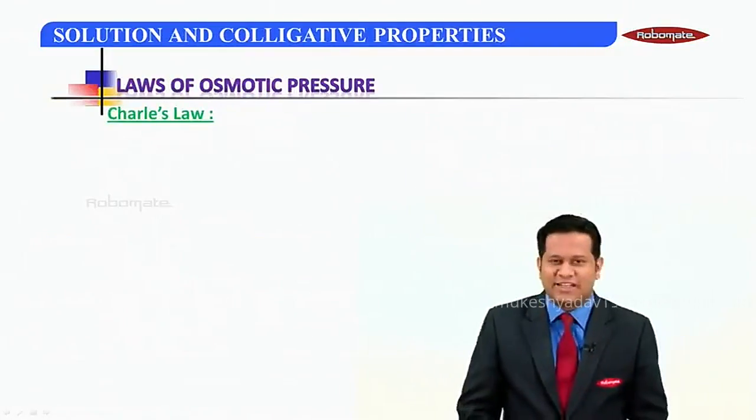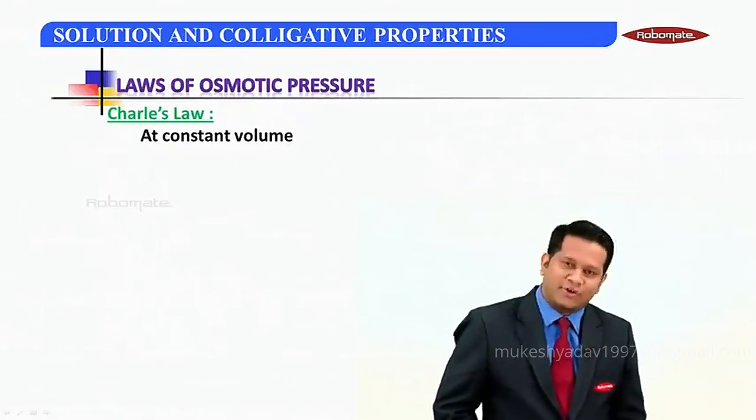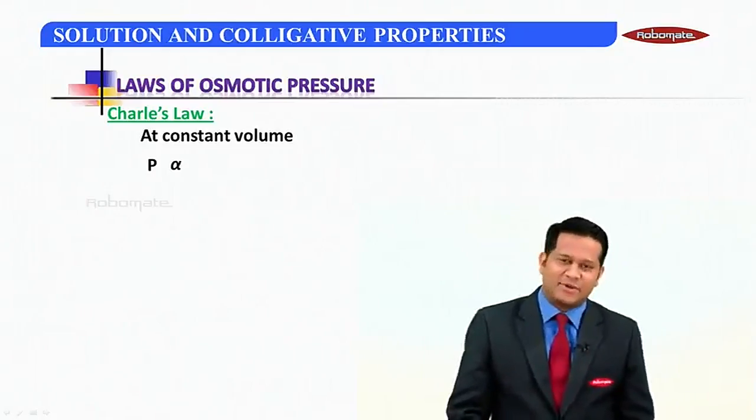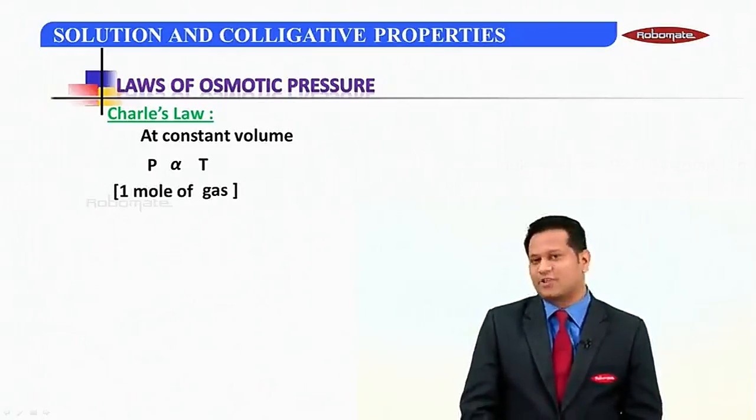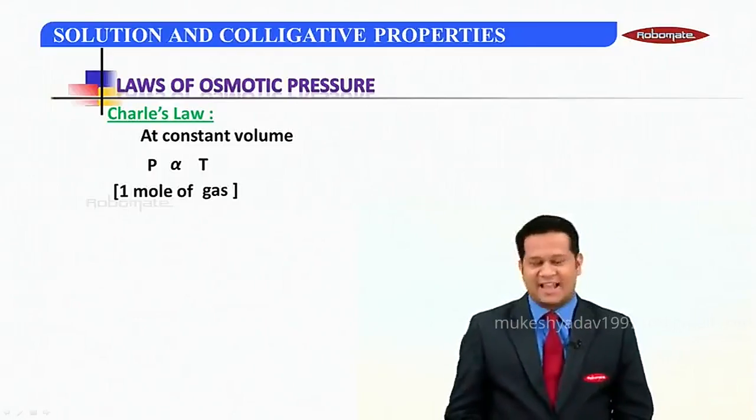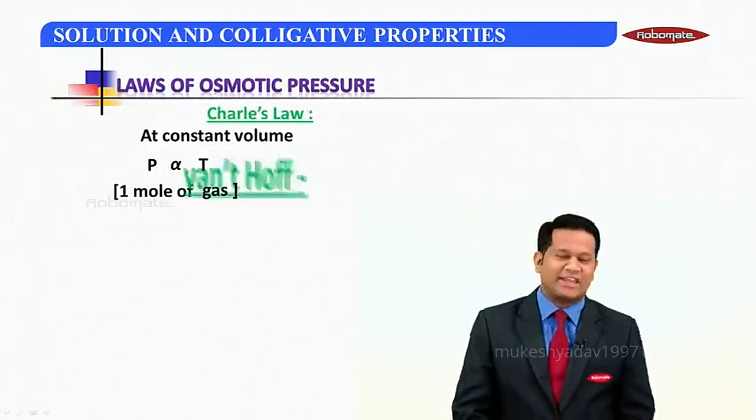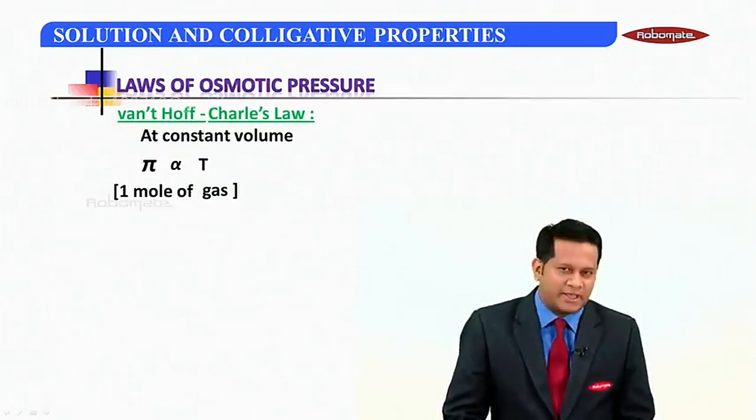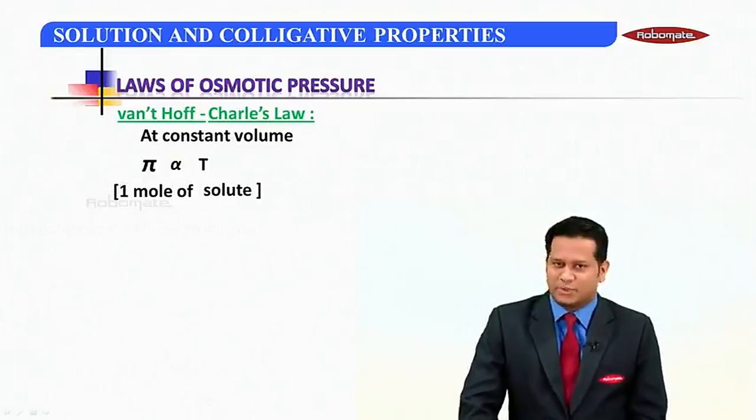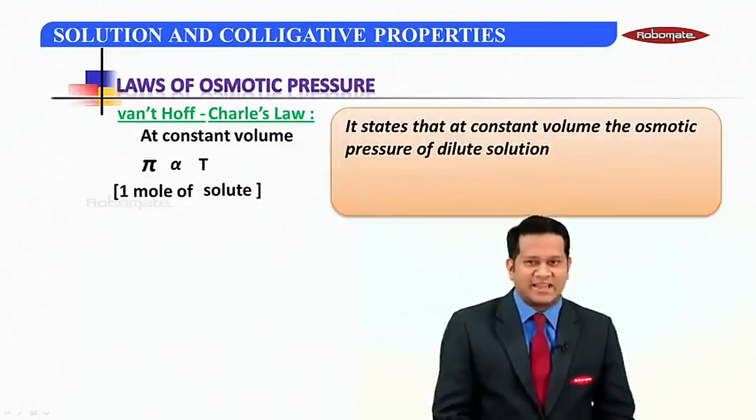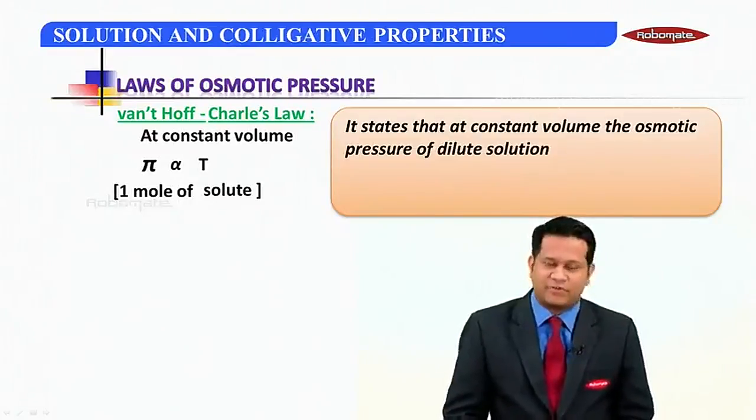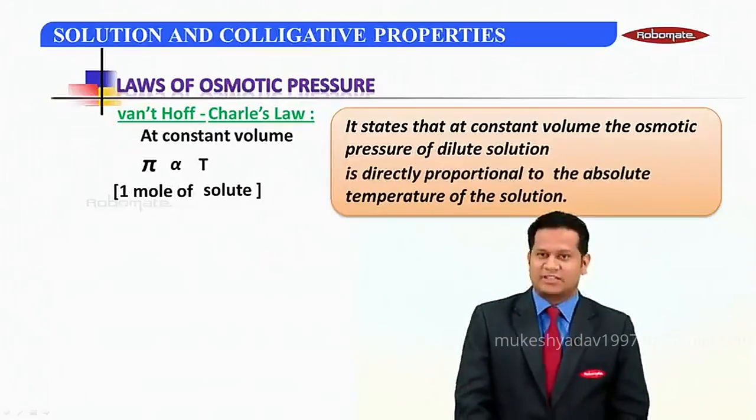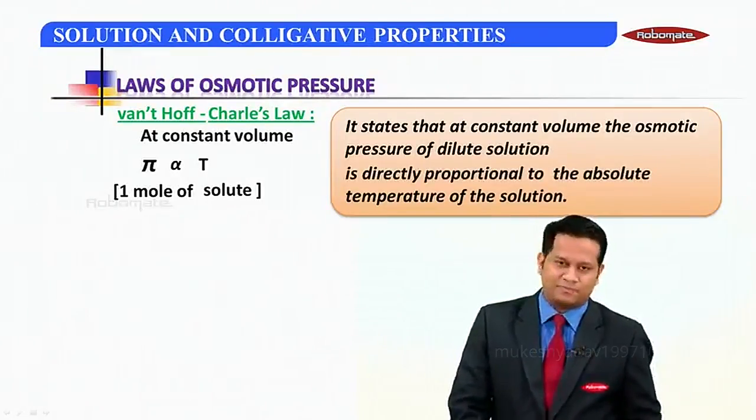Let's see the second one, that is called the Charles law. Charles law says that at constant volume pressure P is directly proportional to temperature, and that is also applicable for 1 mole of gas. Now the modification is the name itself, Van 't Hoff Charles law, where P is replaced by pi and 1 mole of gas becomes 1 mole of solute, and the statement is this: at constant volume the osmotic pressure of a dilute solution is directly proportional to the absolute temperature of the solution, and that's Van 't Hoff Charles law.